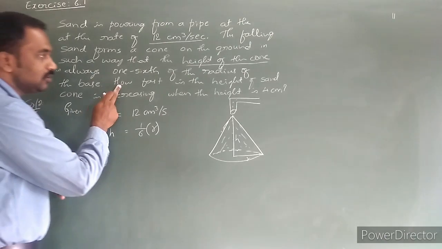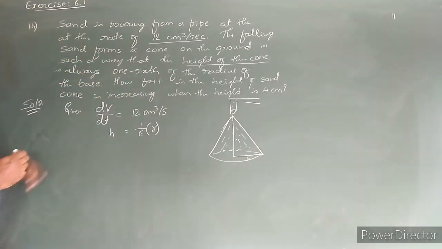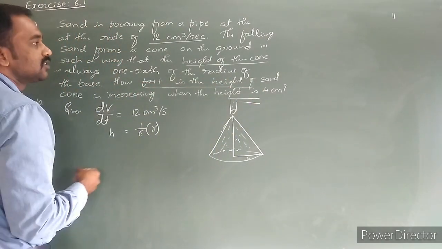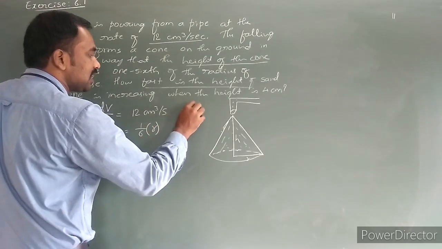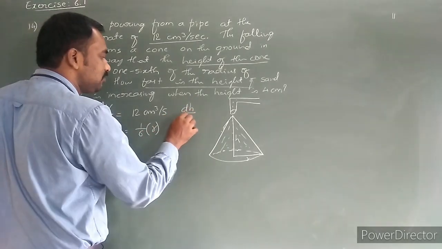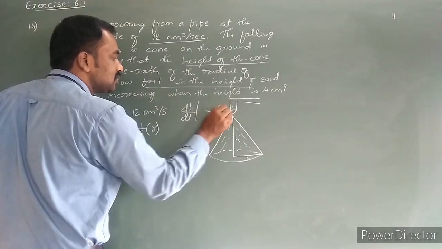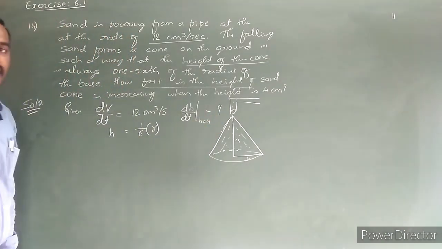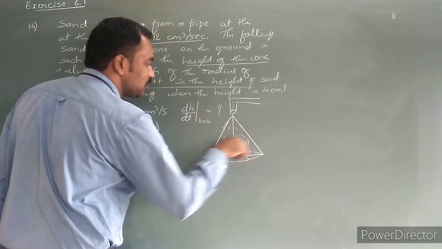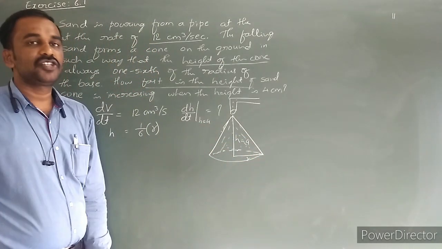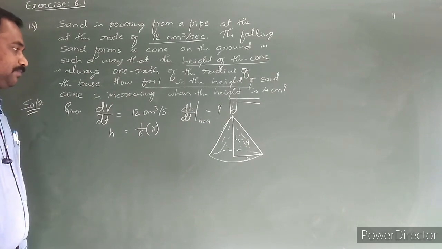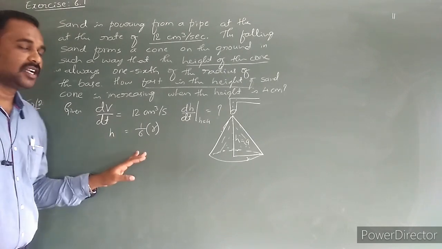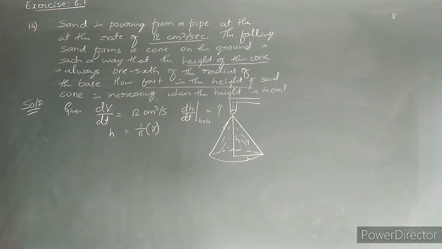Next, how fast is the height of the sand cone increasing when the height is 4 cm? What we need to find is how fast the height is changing. That means the rate of change of height with respect to time, dh by dt, is equal to how much, whenever the height is 4 cm. If h is 4 cm, what is the rate of change of height of the sand cone? We need to find this. We have read the word problem and written what is given and what we need to find.